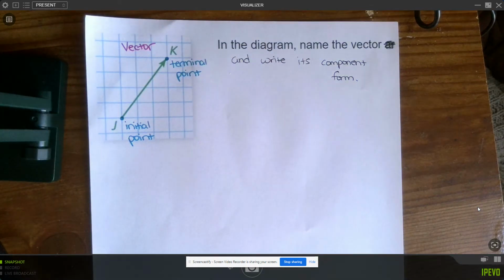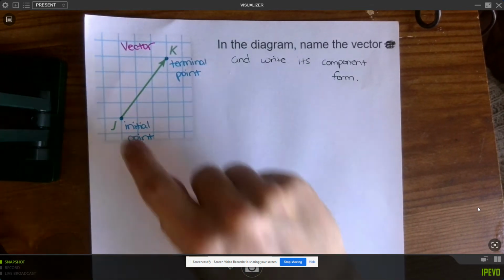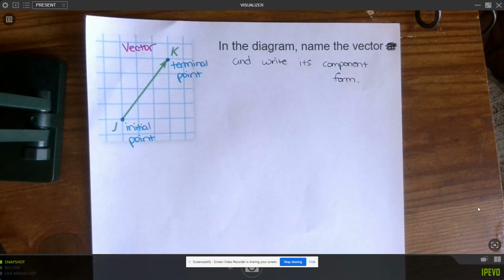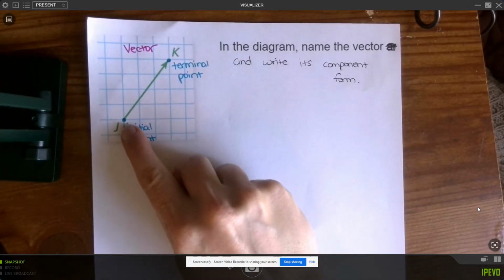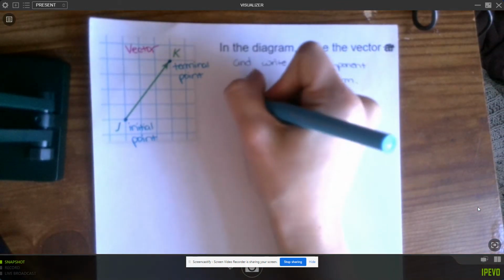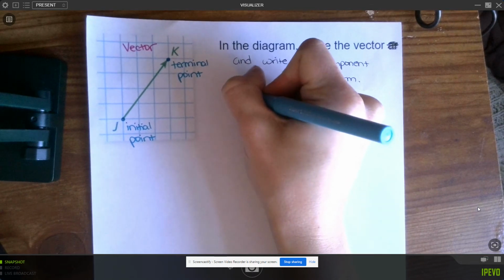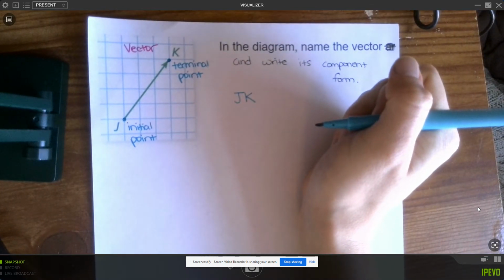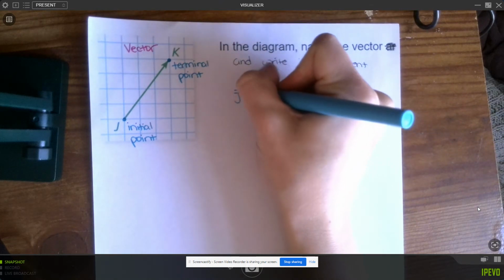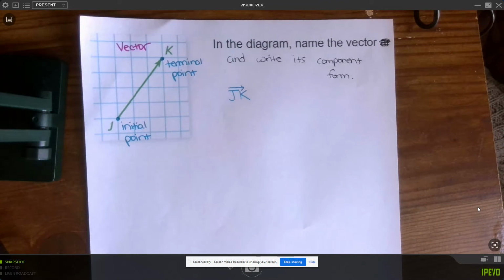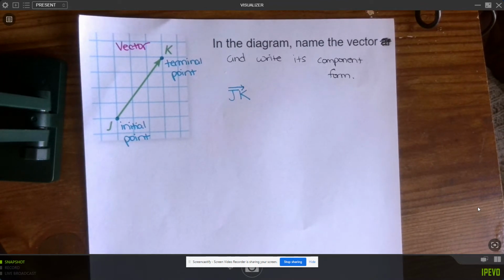So to name a vector, we use the initial point and the terminal point. And kind of like naming a ray, we always name it by starting with the initial point. So this vector would be called vector JK. And we would put a little arrow above J and K. So this is called vector JK.